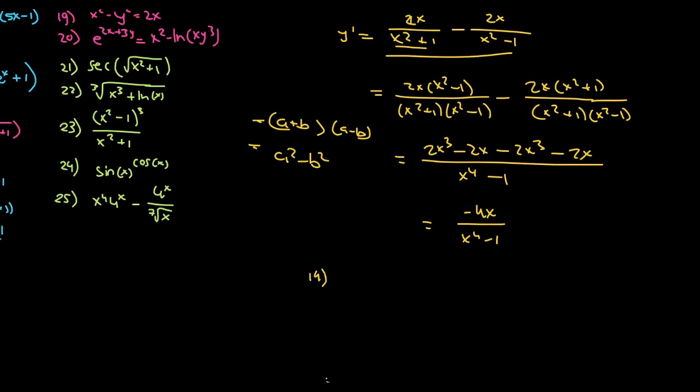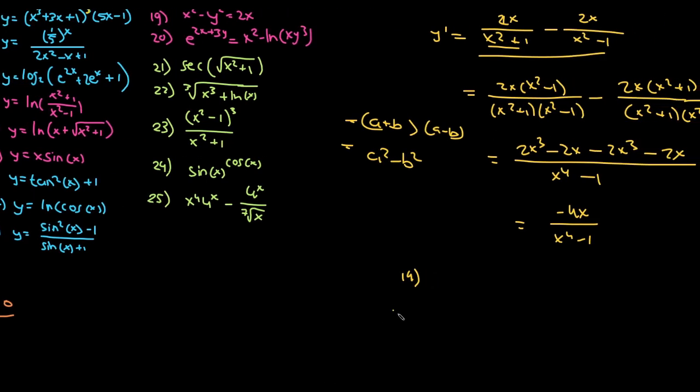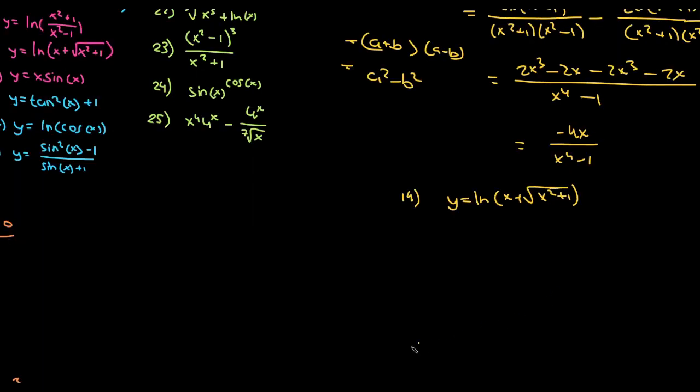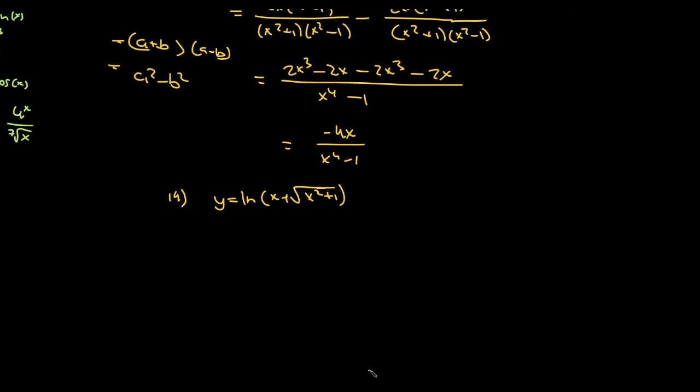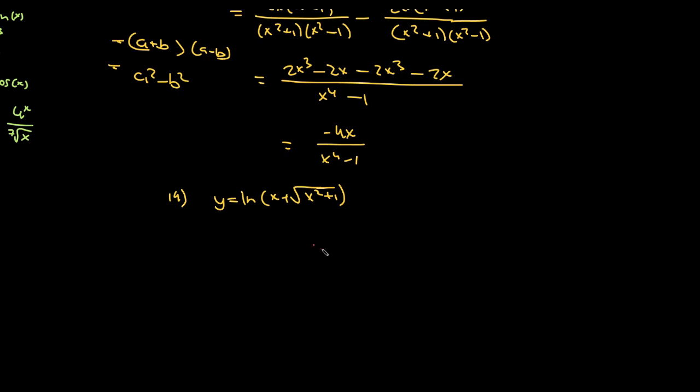The next derivative, derivative 14. Here we go. That's gonna be y. Just write it like this: x plus the square root of x squared plus 1. Alright. Okay, I'll use a little bit of different color here. This one, sadly, has no logarithmic rules to take advantage of. No, I just have to do it brute force by the chain rule.